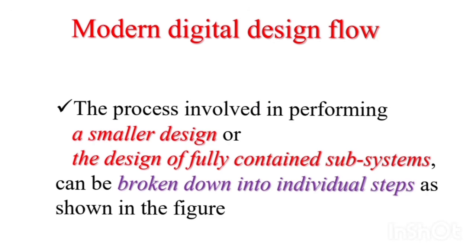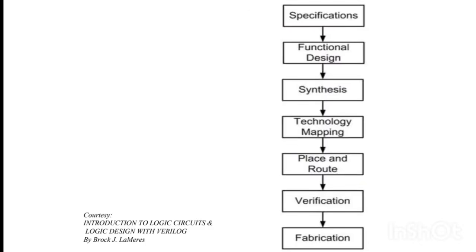The process involved in performing a smaller design, or the design of a fully contained subsystem, or even the entire system, can be broken down into individual steps as shown in the figure. This figure represents the generic digital design flow, and it starts with specifications, then functional design. In the first step, that is specifications, one should state the desired behavior of the design using broad high level specifications.